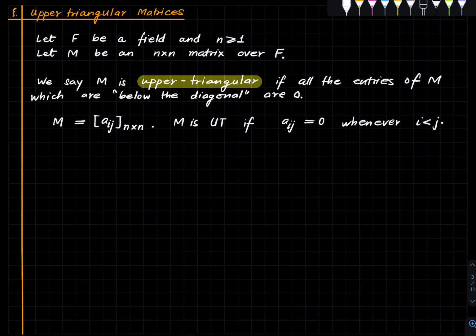So that's the proper way to write it. And let's see an example just so that there is no confusion. So let's say M is this matrix: 1, 2, 5, 0, whatever, 4, 3, 2, 1, 0. Let's make that 0. So we see this diagonal, and everything below the diagonal is these three entries. And these are all 0, and hence M is upper triangular.